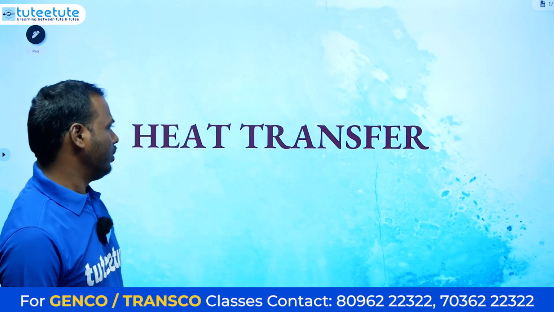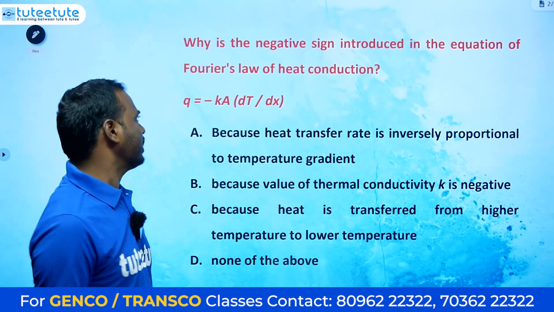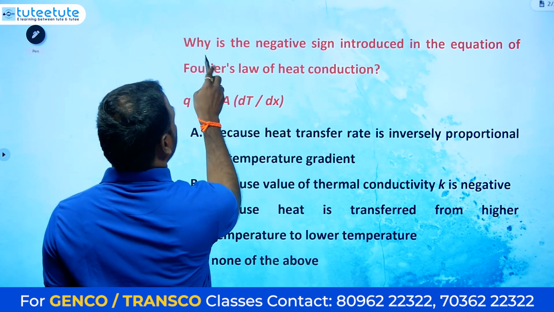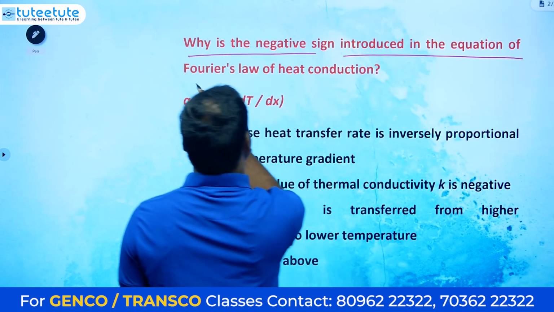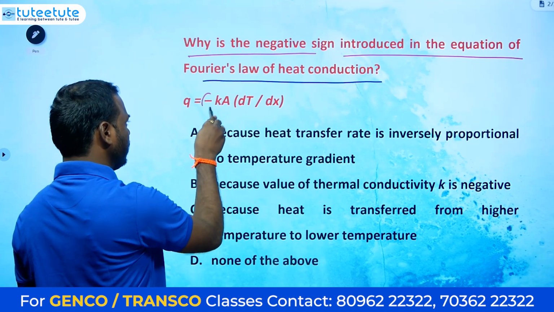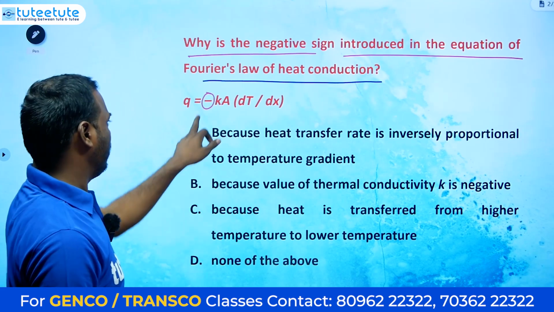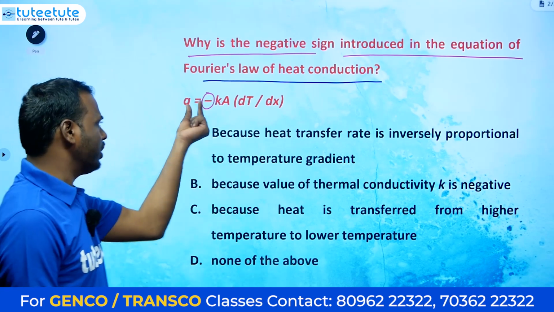Okay, next. Here he asks: why is the negative sign introduced in the equation of Fourier's law of heat conduction? That is, he is asking about this negative sign. Why are we going to keep this sign?